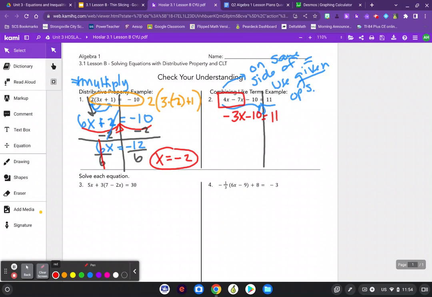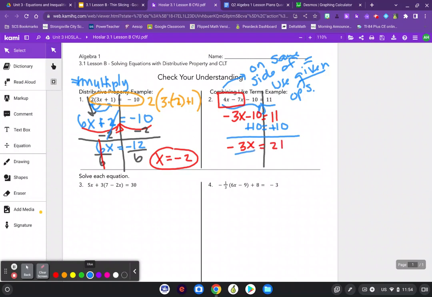And now I can go through and I recognize that this is similar to what we were doing the other day, right? I got to know the value of each x. I got to get rid of the negative 10 squares. I do that by adding 10 squares. If I add 10 squares on one side, I have to add 10 squares on the other. That leaves me with negative 3 x's over here and 21 squares on this side.